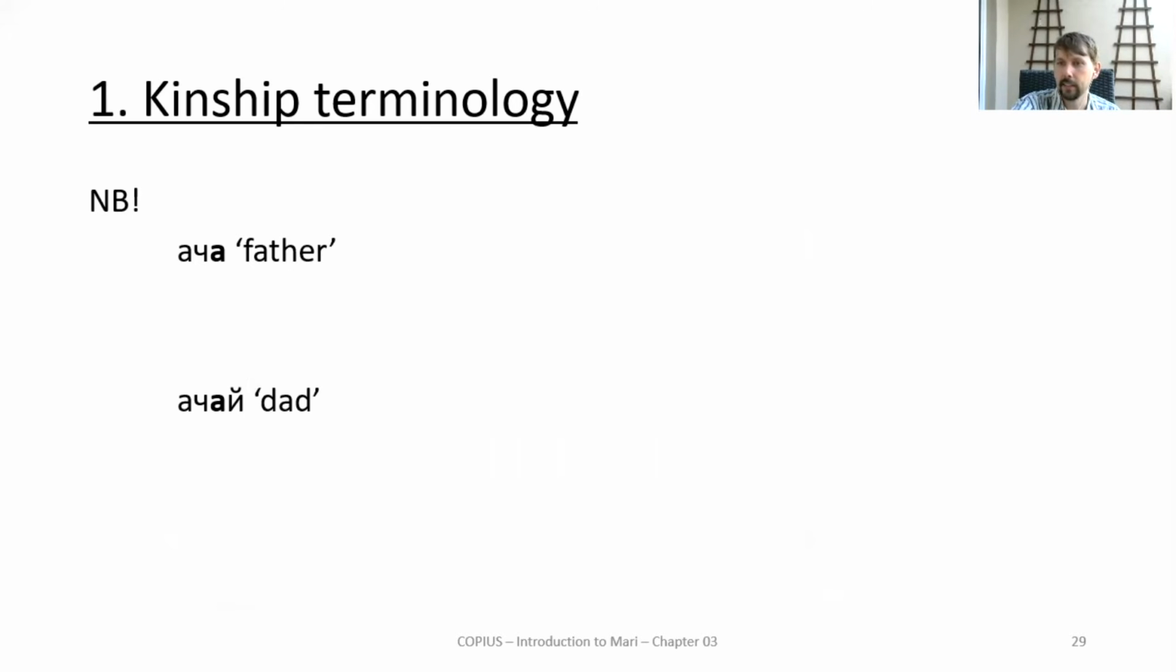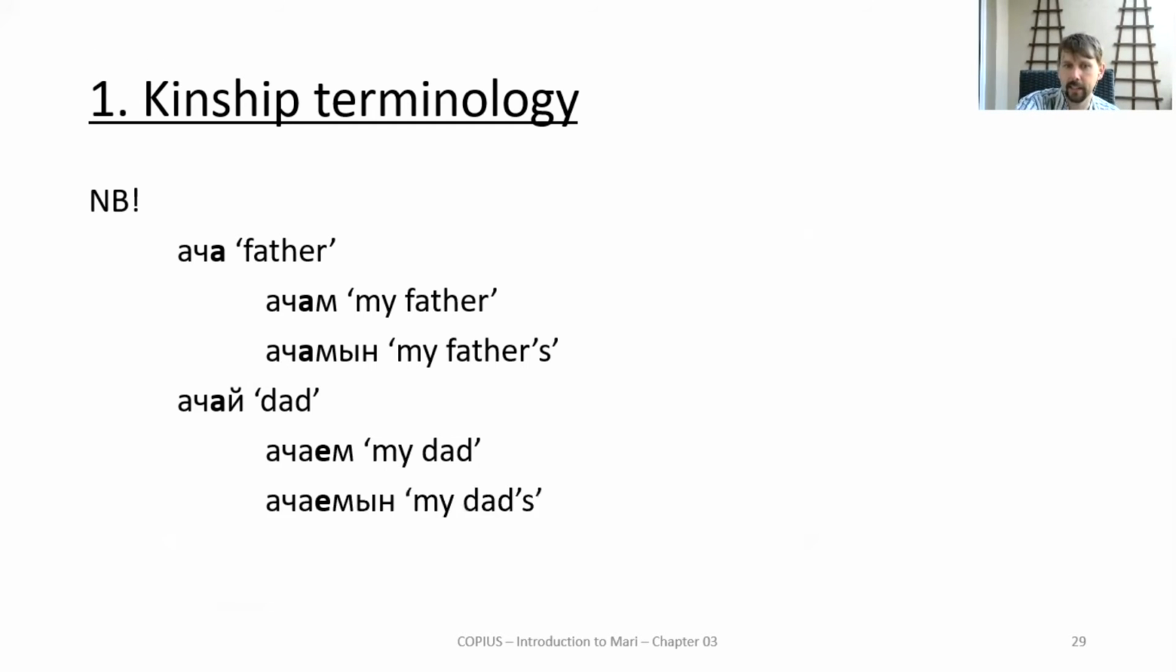And if you use it like that, it can be inflected further. So you could have acha, father, acham, my father, achaman, my father's. If you have achai, dad, you can have achayem, my dad, and you can have achayemen, my dad's, etc. So in that sense, we don't treat the vocative as a grammatical case for two reasons. One is you only have these vocative forms for very few kinship terms. The second one, it's actually more derivational than anything else. You form a new noun with this ending, the y attached to an a.